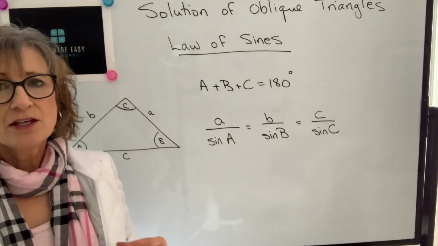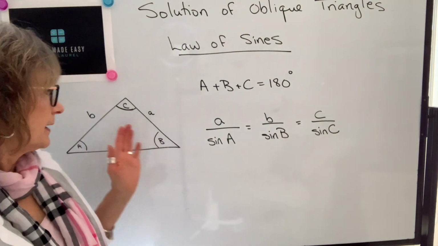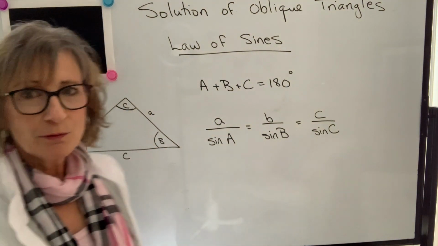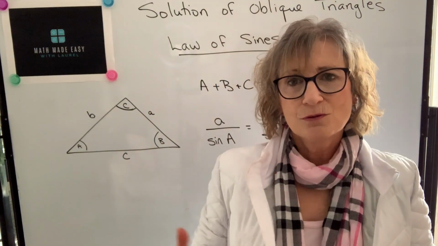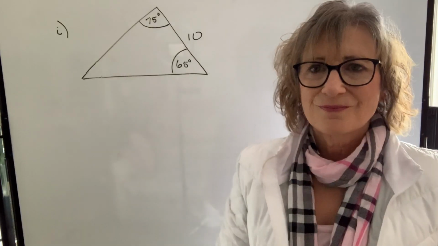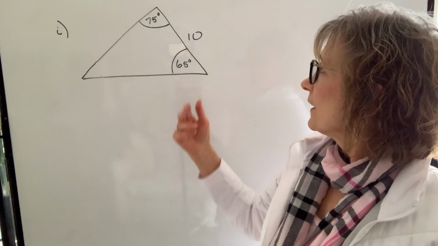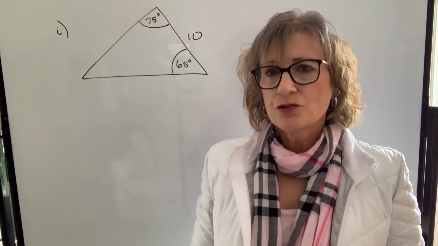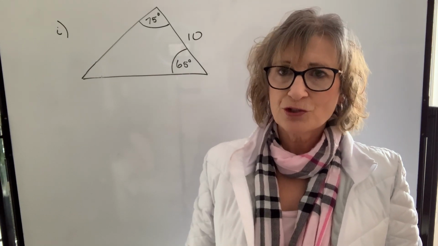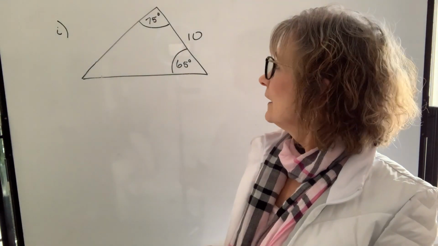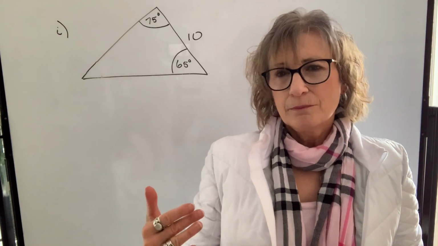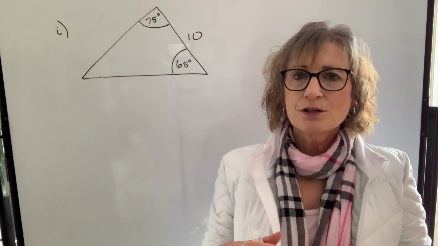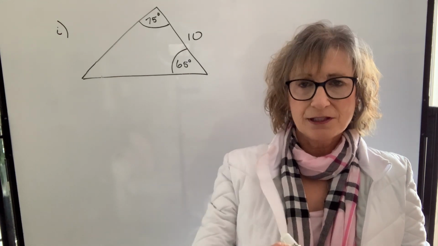Knowing this, if we know certain information about our triangle, we can find other information. Let's take a look at how we would use the law of sines to solve some of these oblique triangles. In my first example, I'm given two angles and a side, and with all of these questions, you're going to need to know at least 3 pieces of information about your triangle. I'm going to label my sides and my angles. You can label them whatever letters you want as long as the opposite sides correspond to the angles.